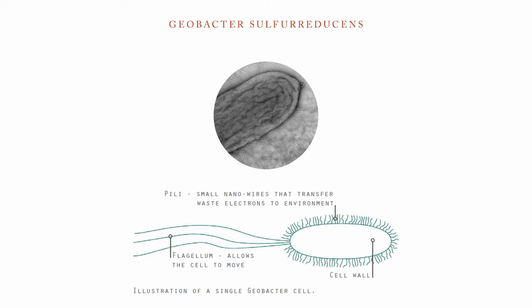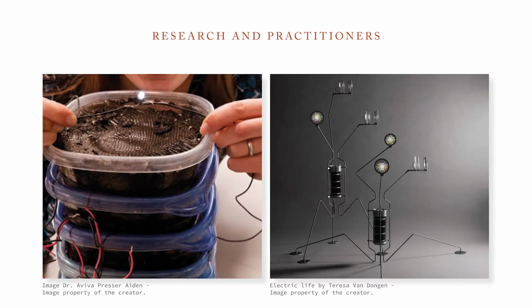The illustration here shows the basic anatomy of a Geobacter cell. The pili that surround the body of the cell act as nanowires, which transfer the waste electrons from the cell into its surrounding environment. The image above it is an electron microscope image showing the same thing.